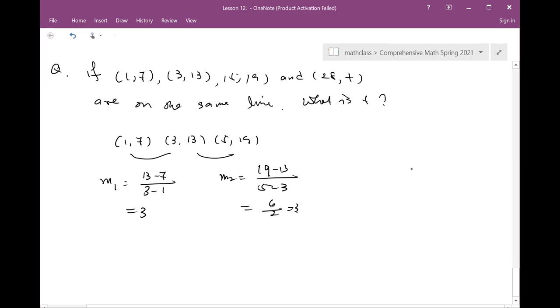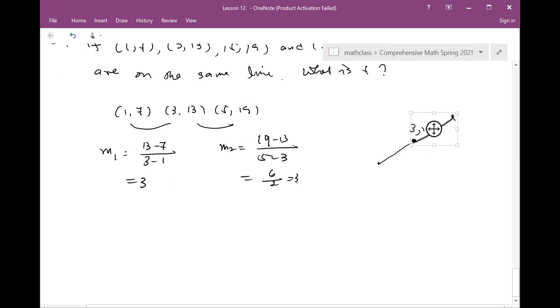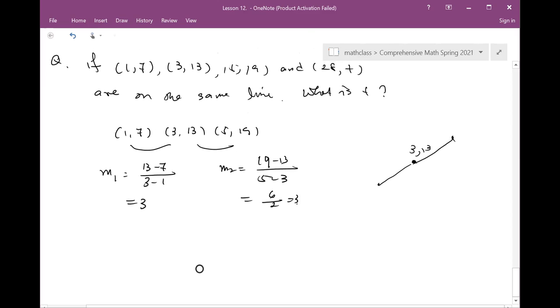So if they have the same slope and pass through the same point, they must be on the same line. The reason is, if this is the point 3, 13, you have another slope of 3 through that point. So those have the same slope and pass through the same point, they must be on the same line. So you don't need so many points actually. Remember, 2 points is enough to determine a straight line.